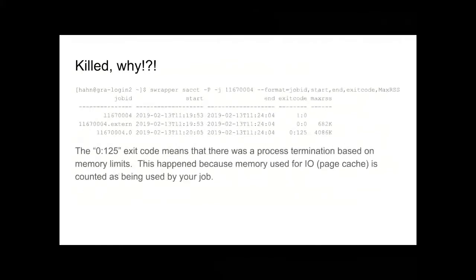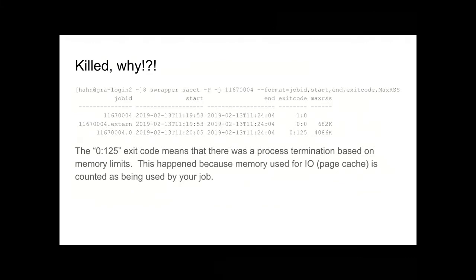The reason it got killed was because I used too much memory. And that may be surprising because the disk benchmark itself doesn't use much memory. I mean, it uses 32 megs for the buffer, and that's about it. But if I examine the job with SACT, specifically looking at the exit code, you'll see that the .0 step, which is where I was running the IO benchmark, has an exit code of 0:125, which indicates that it was killed because it used too much memory.